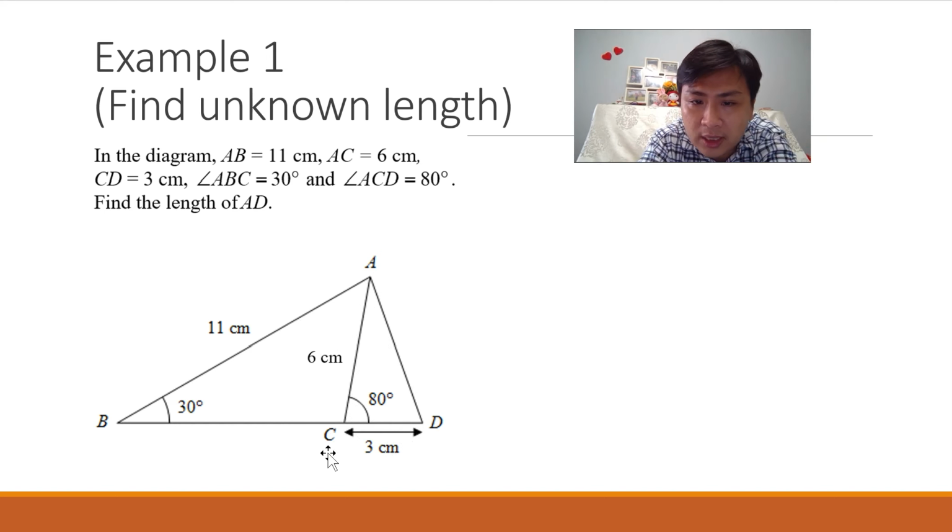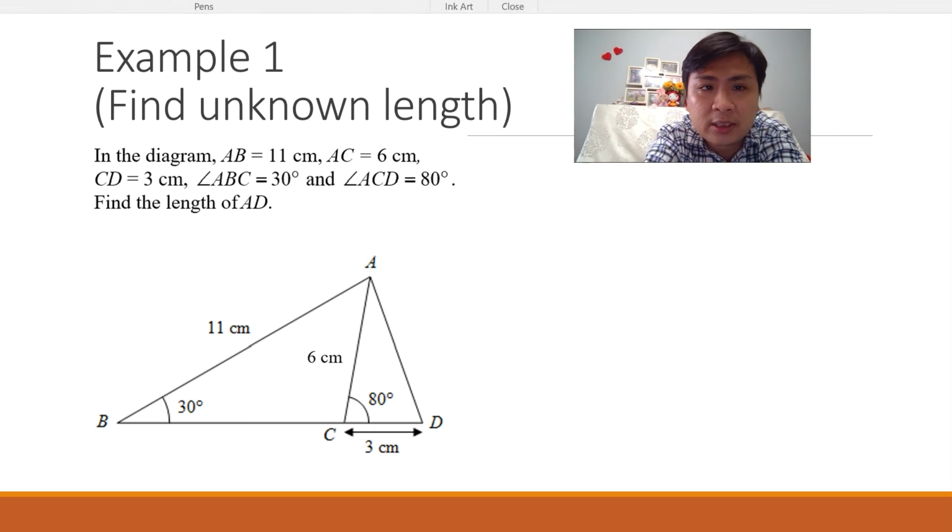Right, so we have one given length, two given lengths, and an included angle. Are we able to use the cosine rule? The answer is yes. With two given lengths and an included angle, we can use the cosine rule to find our unknown length. Let's apply the cosine formula now.